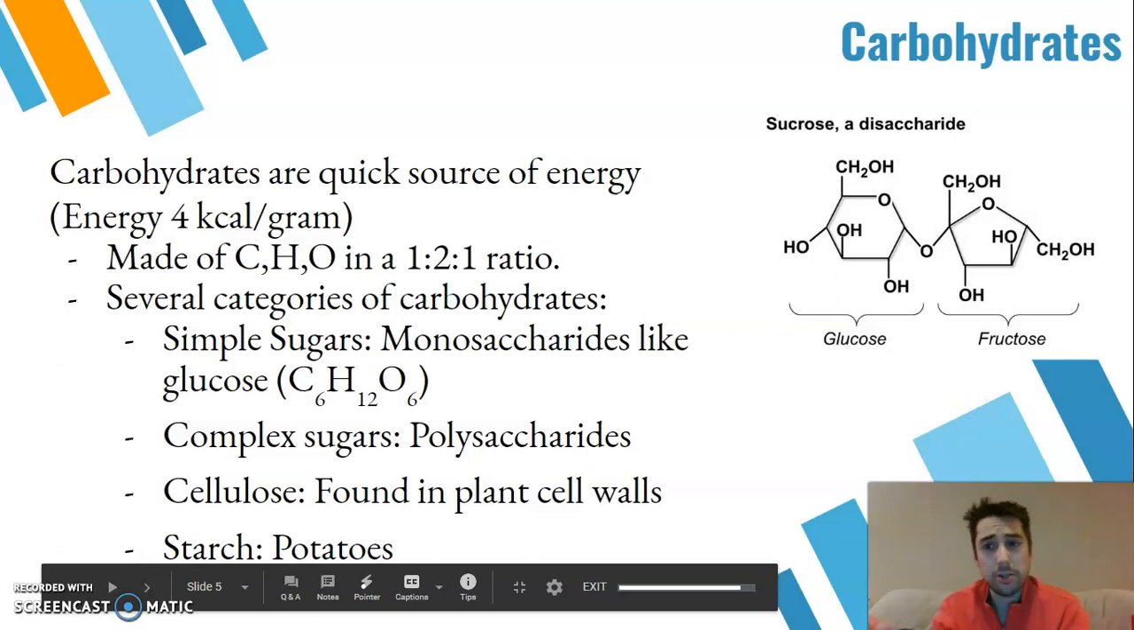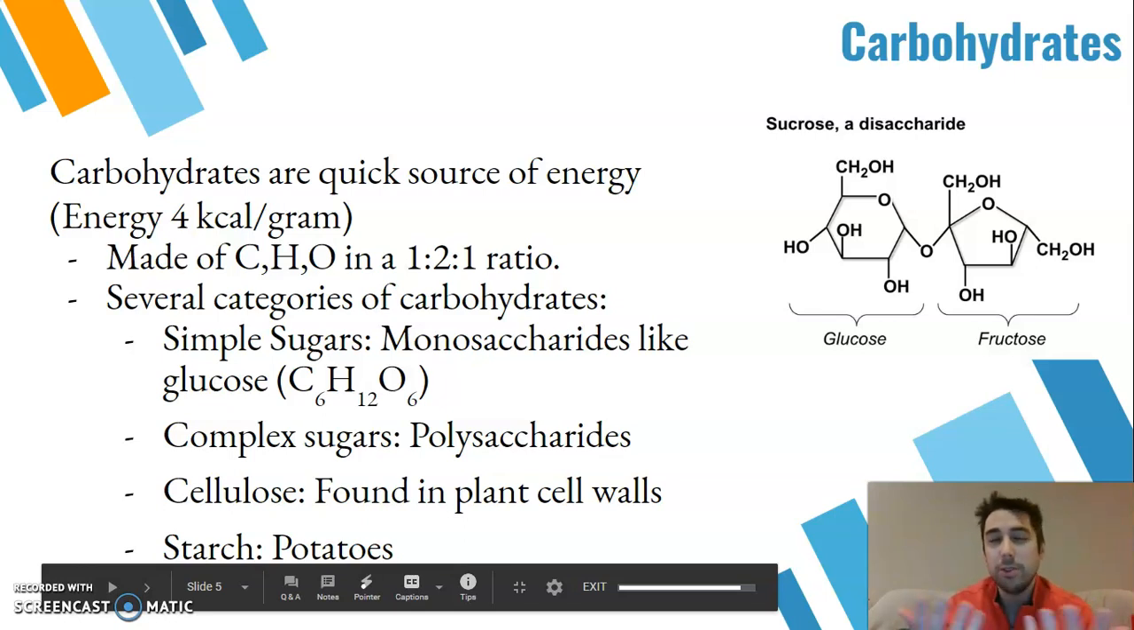So let's start with carbohydrates. You can see a picture there of the chemical structures of glucose and fructose. If we join them together, we can make a disaccharide. These become more complicated as we go from a simple sugar like glucose, a monosaccharide, to a disaccharide, to polysaccharides, many sugars together, like cellulose in plant cells or starch in potatoes.